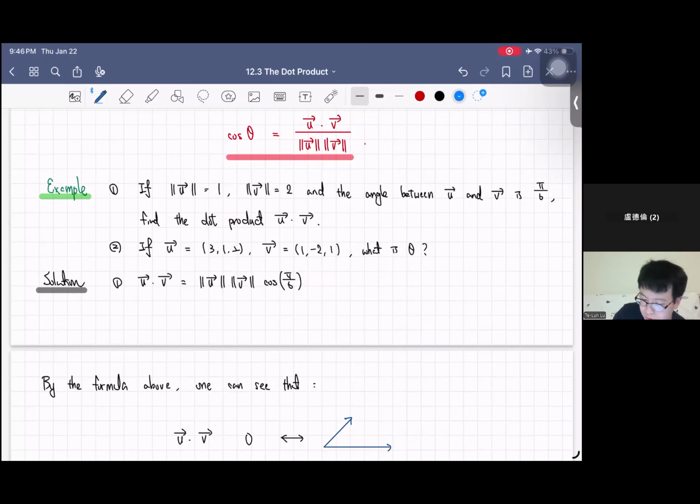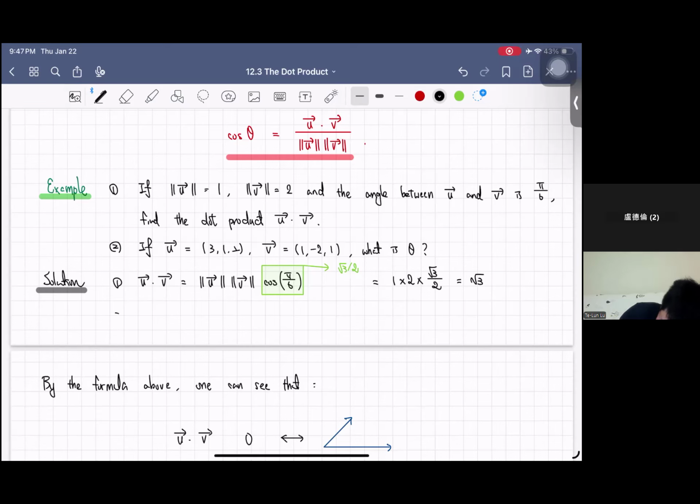So make sure you familiarize yourself with this trig function thing. We know that pi over 6 is 30 degrees, right? So cosine of that will be root 3 over 2, right? So that will be 1 times 2 times root 3 over 2, which in particular should be root 3. And that's the inner product, the dot product between U and V.